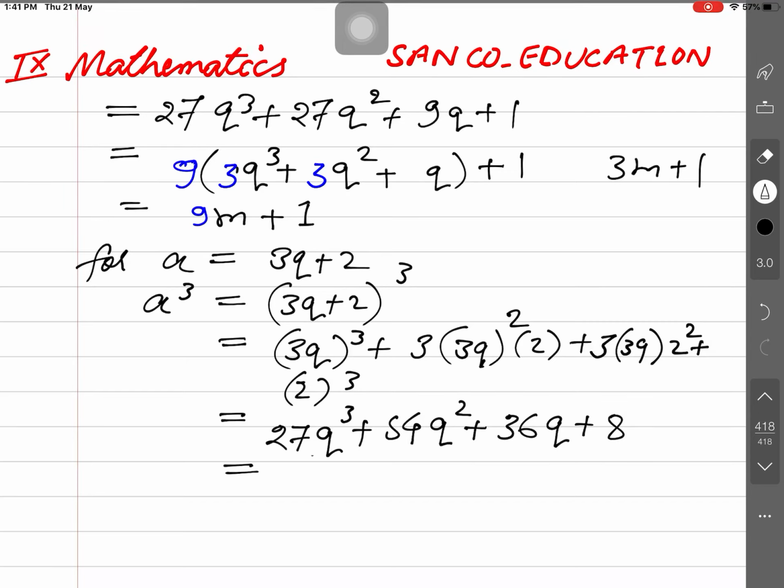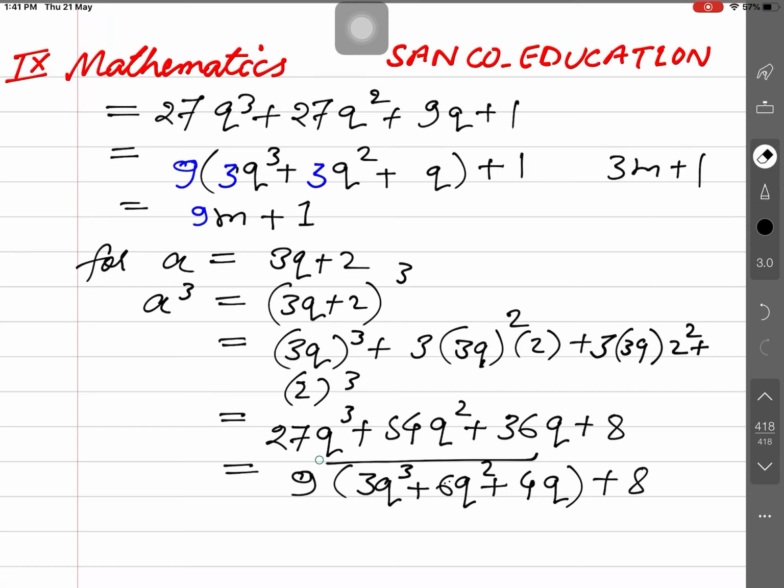What is common in them? 9 is to be taken here. Common is what's left here? What's left here? 3 cube, 6 cube square, 36 cube, okay, 4 cube, and yes, now plus 8. So same, I think you all got this.